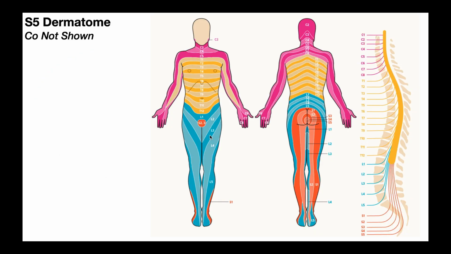And then hopefully what you can see here on the dermatomal patterns is that on the anterior surface of the body, there is no area of skin that is innervated by the S5 or coccygeal nerve root levels. But if we look on the posterior surface of the body, the S5 nerve root level provides sensory innervation for this little area of skin right around the anus. It's very hard to see, but it is there right where my mouse is.